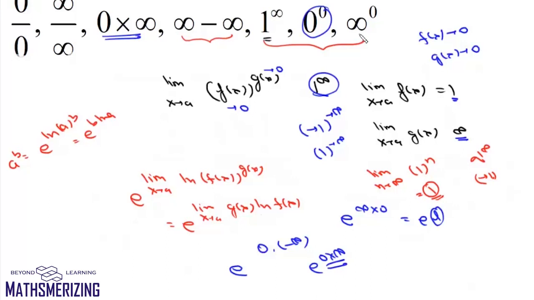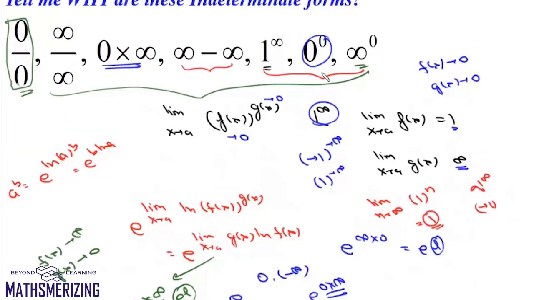And finally, when we have this infinity to the power 0, f(x) approaches infinity and g(x) approaches 0. So then we can write e to the power, now g(x) approaches 0, and log f(x). Now log infinity is infinity. So this again is 0 into infinity form, which is an indeterminate form. Result of limits of these forms is not predetermined. We call these forms indeterminate forms, and we have to solve the question to find out its exact answer.